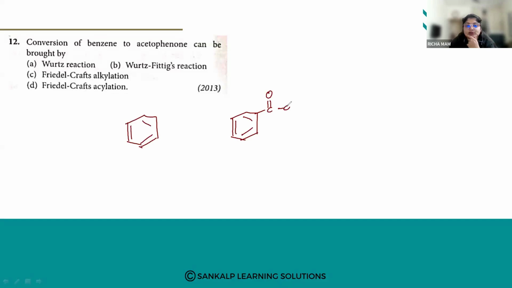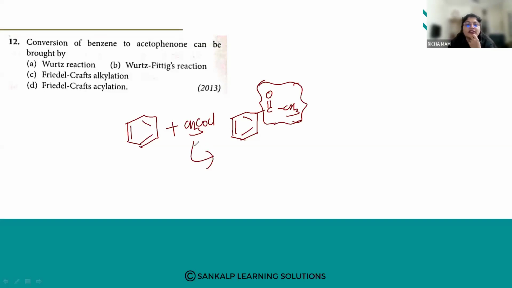So this is an aceto group. Okay, so this is acetophenone. So how can you get this compound? How can you convert benzene to this aceto group? How can we introduce this acetyl group? Yes. Can we do it if we react it with acetyl chloride?